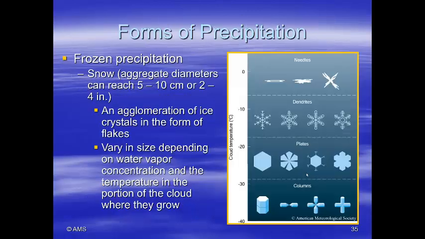We also have different forms of frozen precipitation. We have snow, and that can aggregate, with diameters reaching 5 to 10 centimeters. On the right shows some different forms of what the snow can look like.